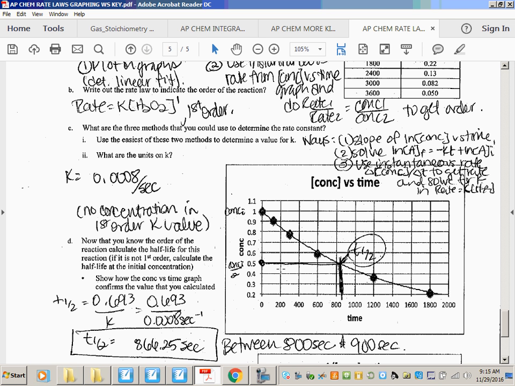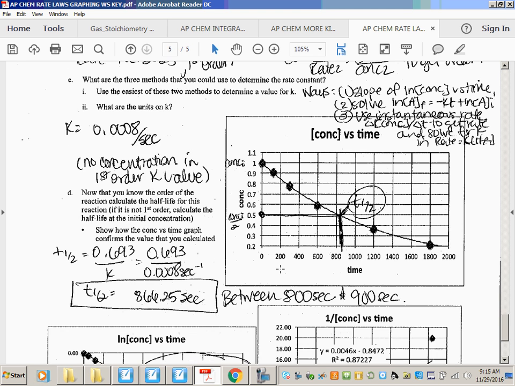I highly doubt anybody's going to do instantaneous. It takes a little bit more work. And then once you do see that, you can pull your data. You see 0.0008 per second.